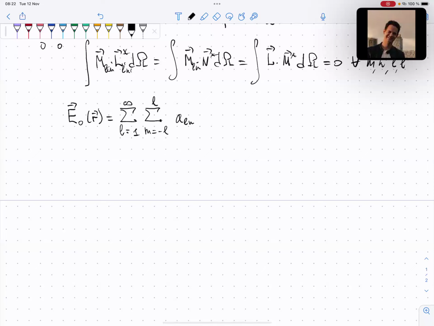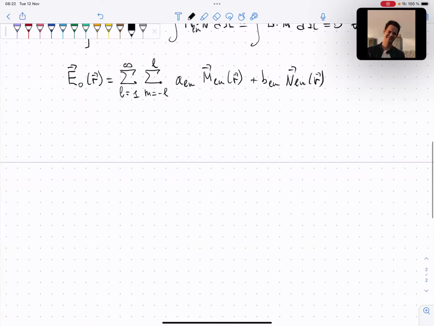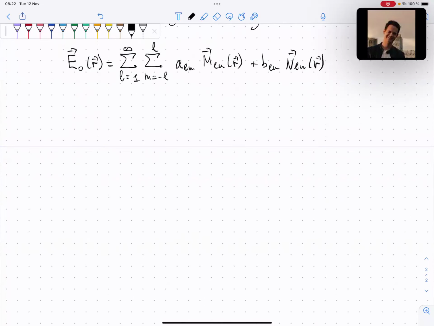It's A_LM M_LM of R plus B_LM N_LM of R. Then it's not so hard to find these coefficients. For example, coefficient A_LM will be equal to 1 over... okay, let me write it in a little bit different way.